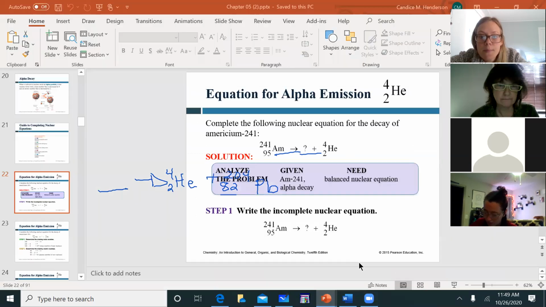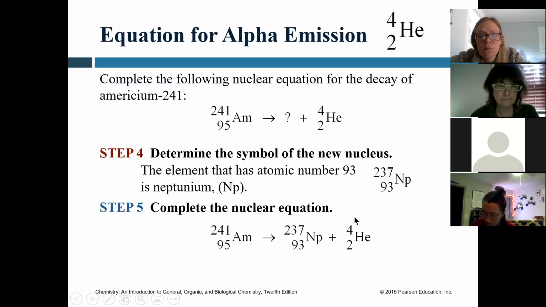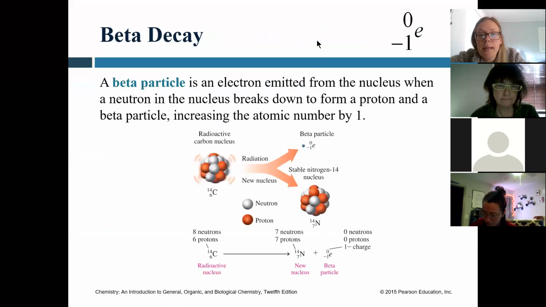All right, so let's look at some other types of decay. So we've got our beta decay. Remember, a beta particle is just an electron, a high energy electron. So this is what this symbol is going to look like.